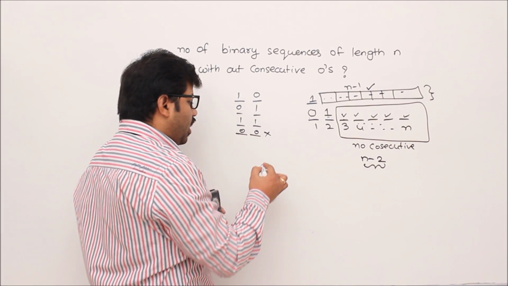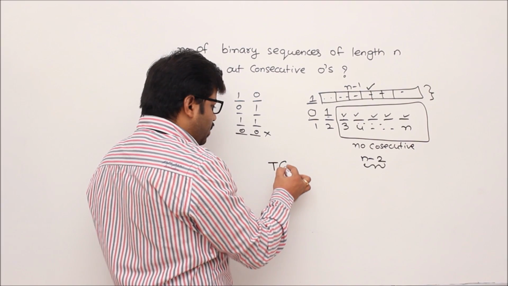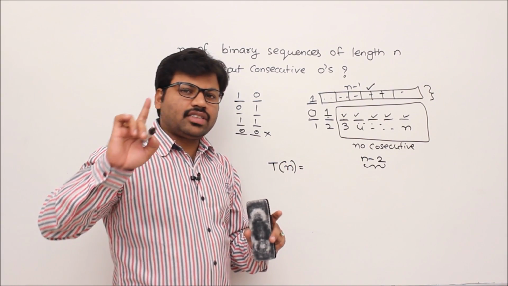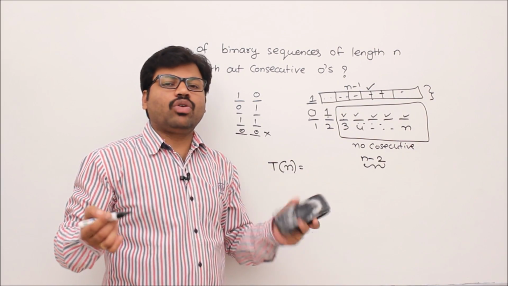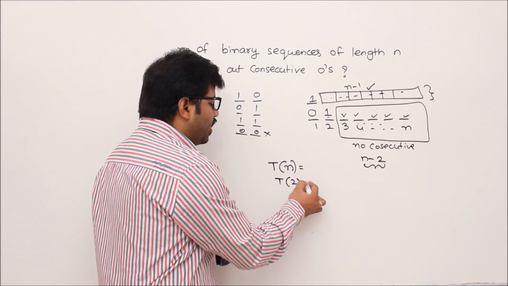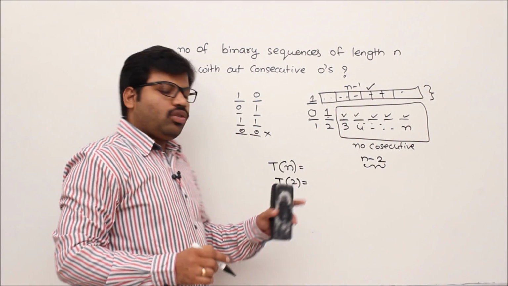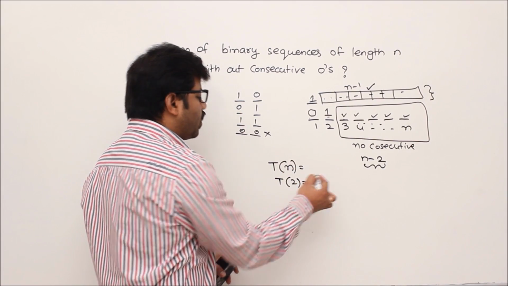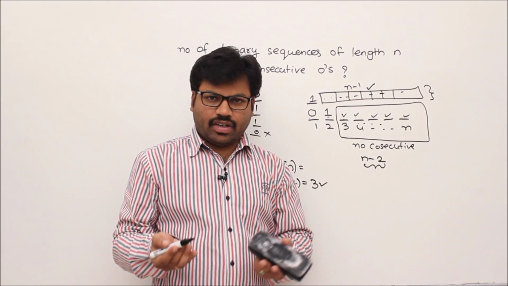Let me denote my problem as T of n. T of n is nothing but the number of binary sequences of this kind, that means no consecutive zeros. Then what is T of 2? The number of binary sequences of length 2 without consecutive zeros. We know that T of 2 is 3, of course. Now we have to find out T of n.